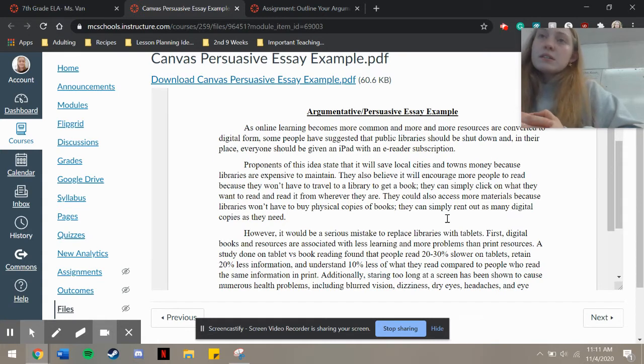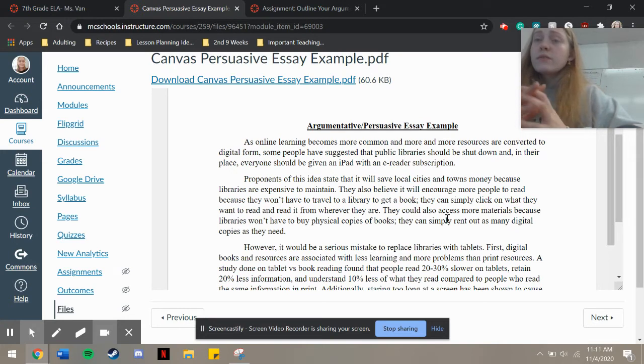In this one, it says, as online learning becomes more common and more resources are converted to the digital form, some people have suggested that public libraries should be shut down, and in their place, everyone should be given an iPad with an e-reader subscription. So this here is an opinion that people have had, and here we're going to find out the author's opinion on it. They've engaged the reader because they've introduced the topic concisely and in an interesting and brief way.